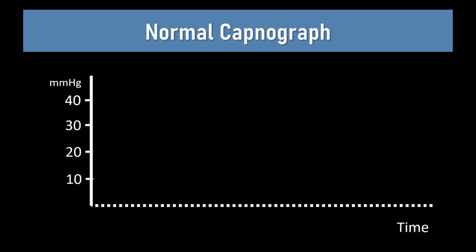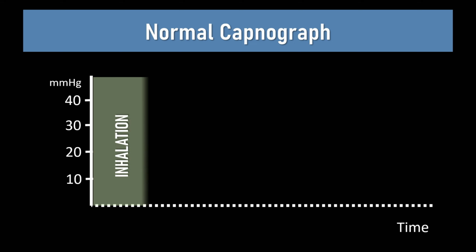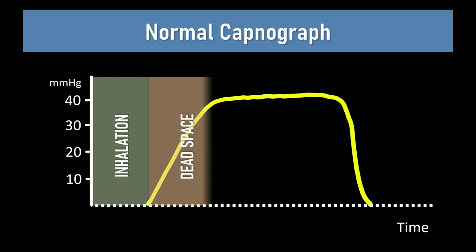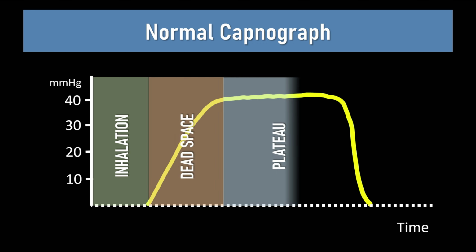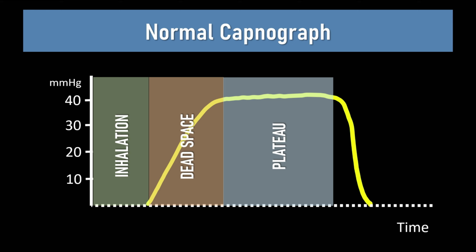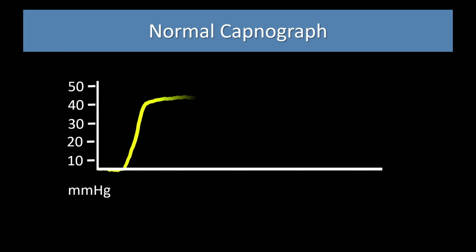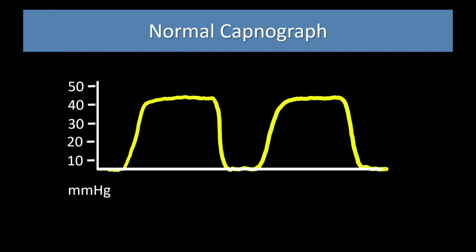This is what a normal capnograph looks like. During inhalation, there is no CO2 coming out of the patient, so the baseline is 0. And then as the patient starts to exhale, the amount of CO2 gradually increases because of dead space. This eventually reaches a plateau, and then the very end point where the plateau meets the downslope is the end tidal CO2. This is what it looks like on the monitor, and this is the point where we measure end tidal CO2. You don't have to look for this, of course, because the monitor tells you what it is.